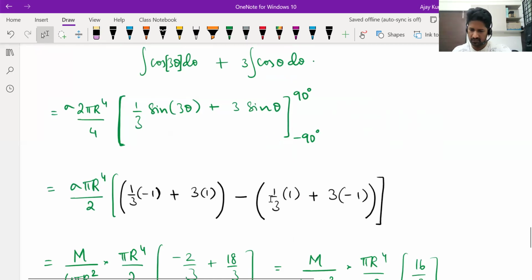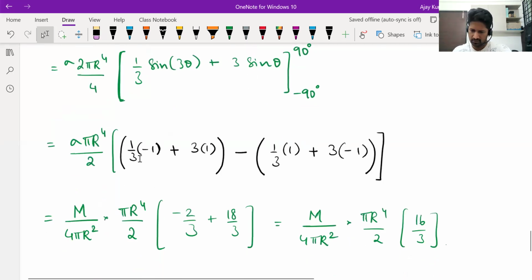Okay. Minus 1/3 sin 3 into -90 this time. That is minus sin 270, which is minus or -1. That becomes 1/3. Okay. Plus 3 times sin -90. Sin -90 is -1. Okay. So -1/3 -1/3 is -2/3. 3 plus 3 is 6. I am writing it as 18/3.